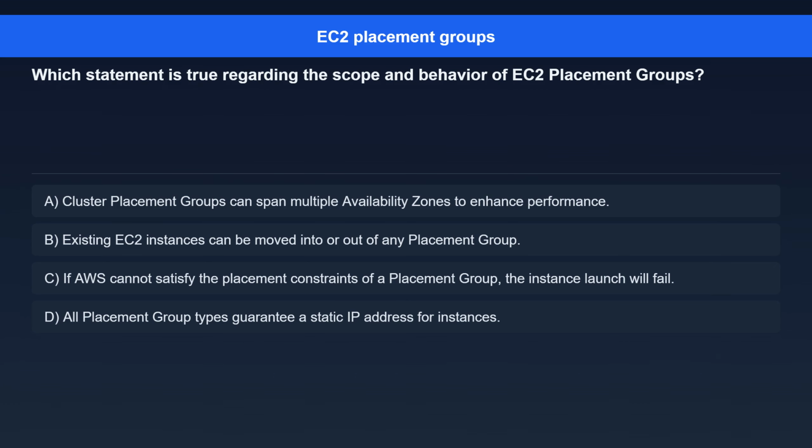Question 6. Which statement is true regarding the scope and behavior of EC2 placement groups? Option A. Cluster placement groups can span multiple availability zones to enhance performance. Option B. Existing EC2 instances can be moved into or out of any placement group. Option C. If AWS cannot satisfy the placement constraints of a placement group, the instance launch will fail. Option D. All placement group types guarantee a static IP address for instances.